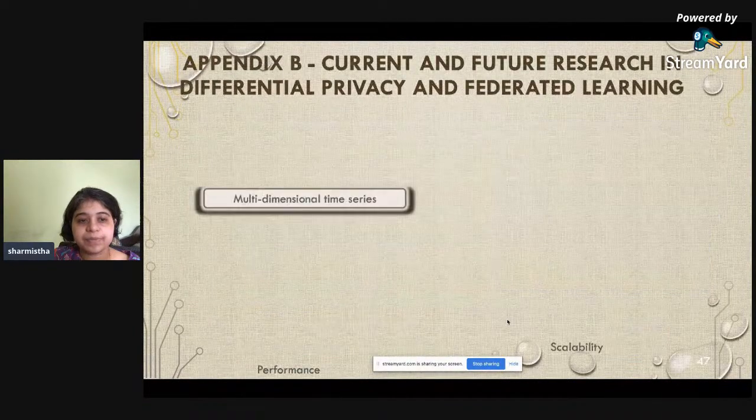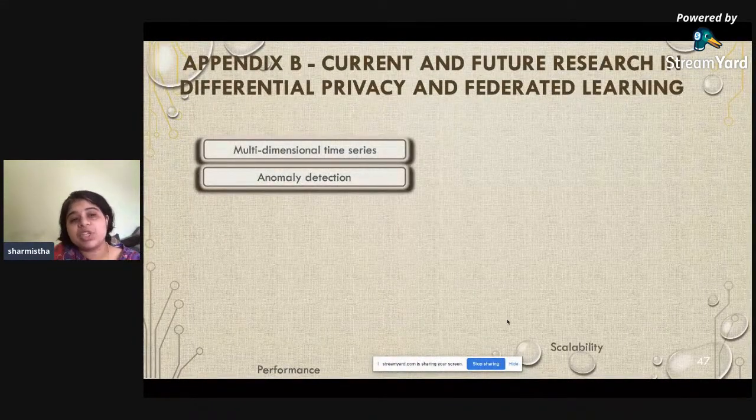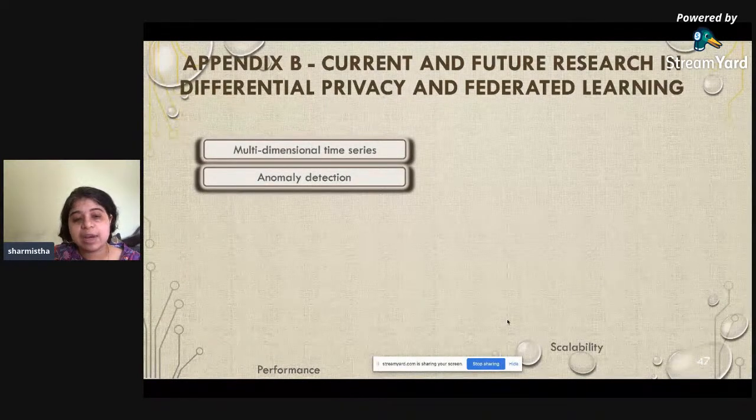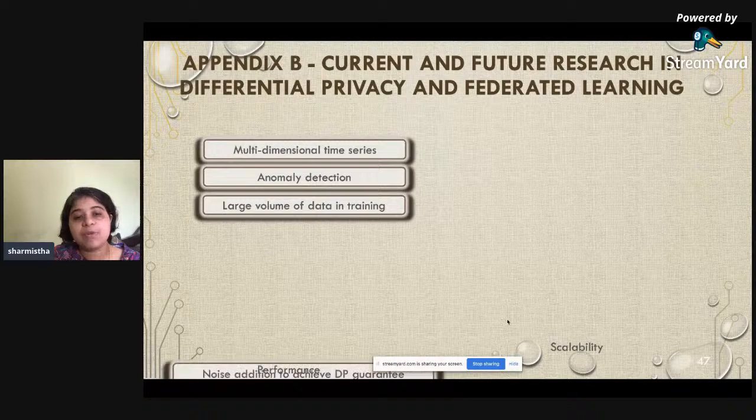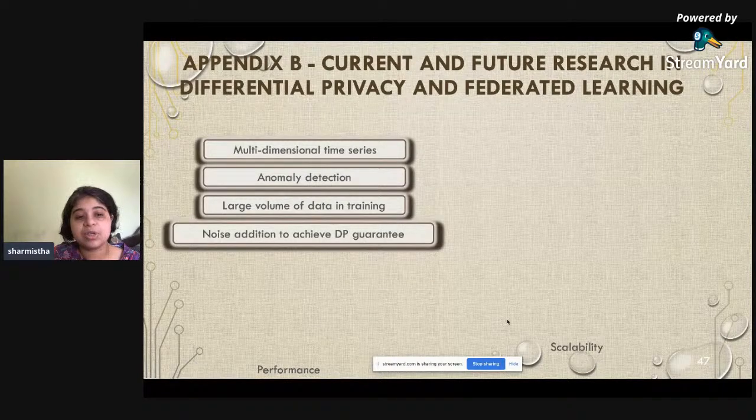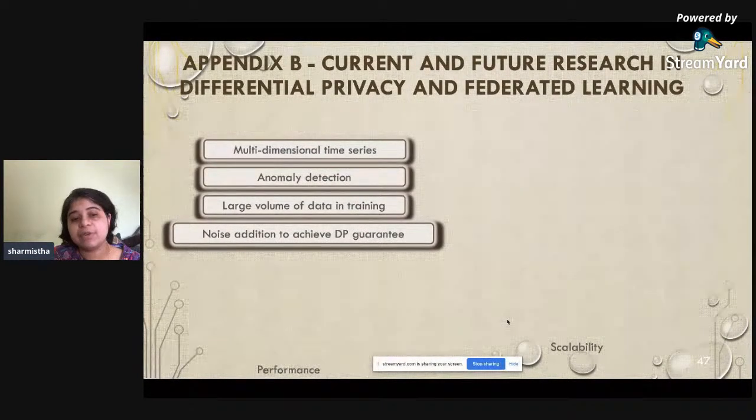And what are the open research questions still left in differential privacy? Multi-dimensional time series analysis, anomaly detection, then large volume of data training, noise addition. Like how do we do large volume of data training in the Hadoop ecosystem? Say somebody is not applying Dataproc, that's why I brought the question of Dataproc. We should have Dataflow and Dataproc in place, which is the equivalent of the Spark system, so that we have large volume of data training, feature engineering, and end-to-end building of differential private solutions.